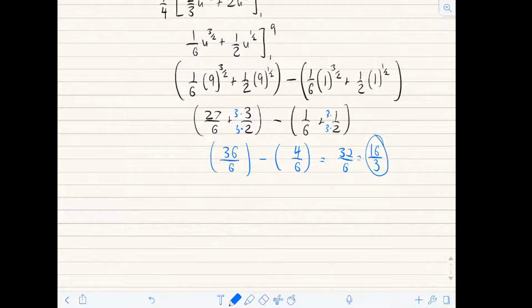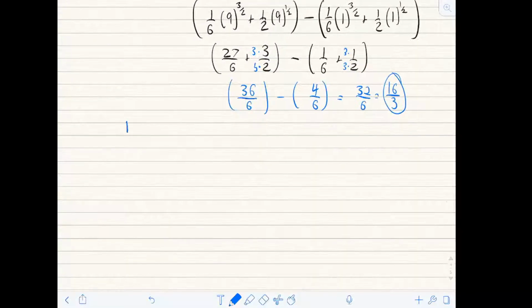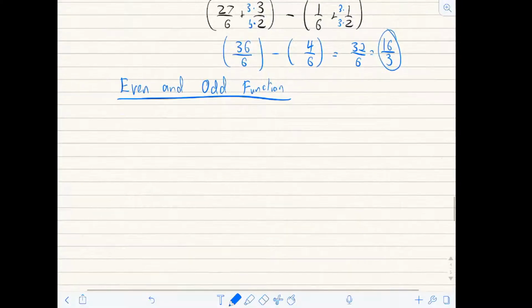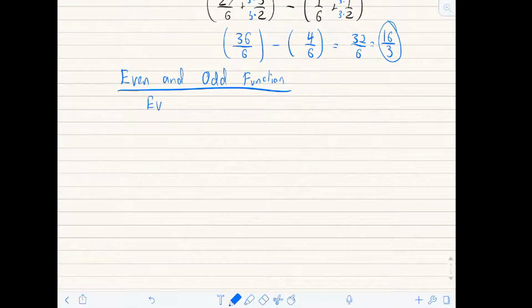The last part to this video, I'm going to talk about even and odd functions. So, even and odd functions. Just a quick reminder, an even function has reflectional symmetry about the y-axis.